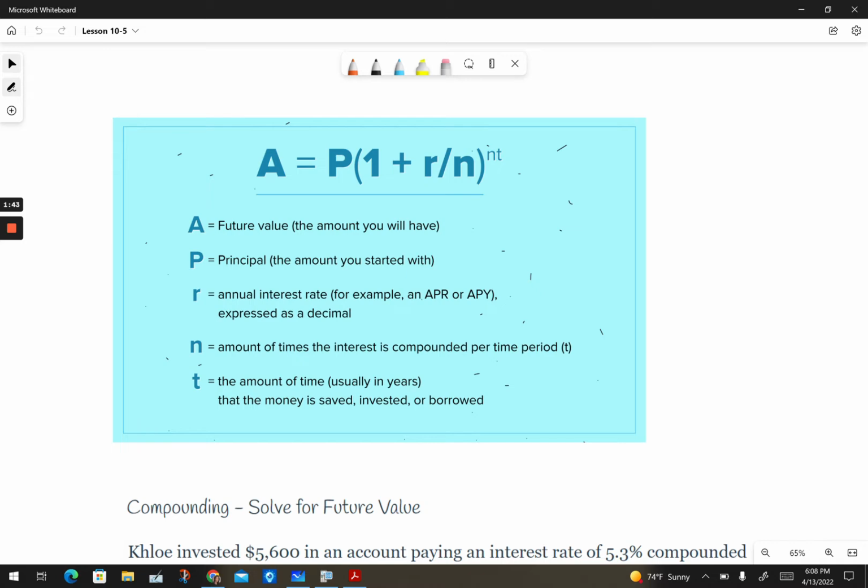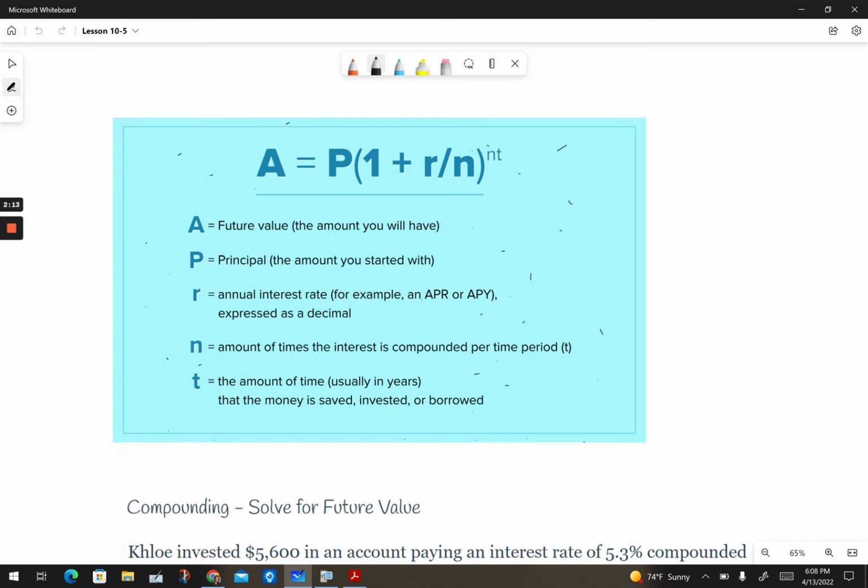The letter N stands for the number of times the interest is compounded for whatever period of time is stated in your story problem. I will talk about that a little more in a bit. And T will usually be measured in years. So let's go back to that variable N. Again, N is the number of times your interest is compounded.